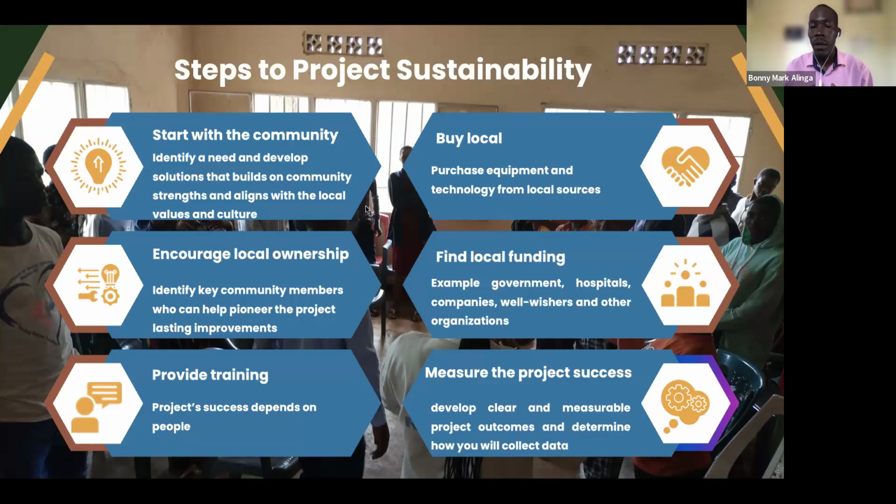Build measurable success for your project. Develop a clear, measurable outcome and determine how you will collect the data. Am I running a facility of a medical nature? How many clients are seen on a daily basis? How many are going through malaria treatment or checkups?